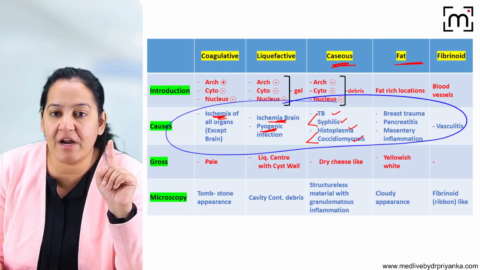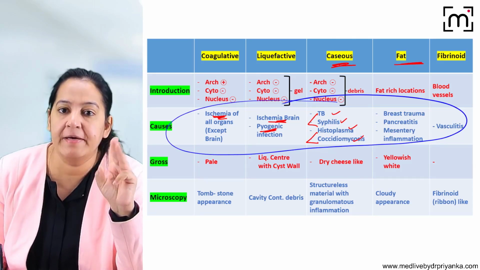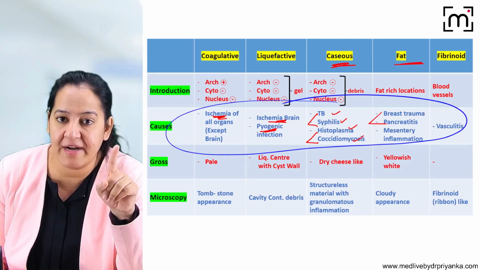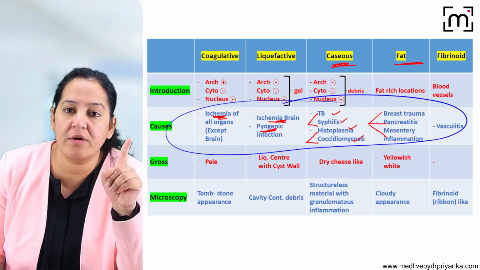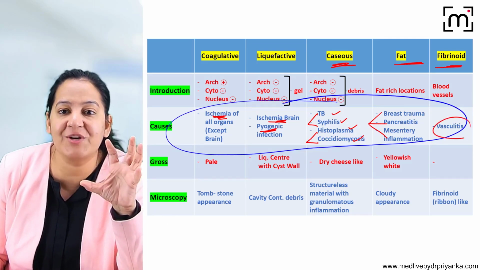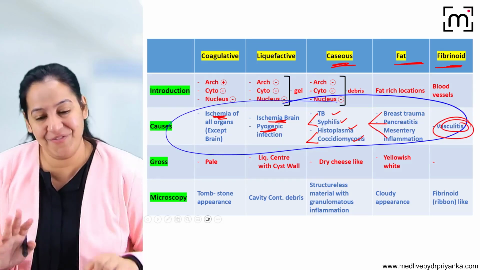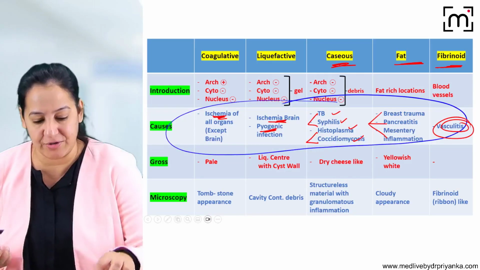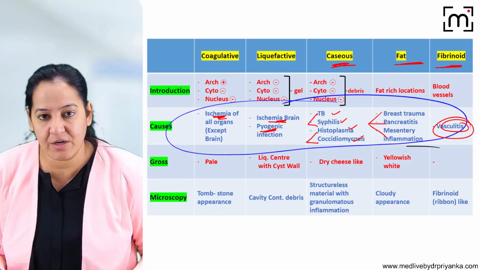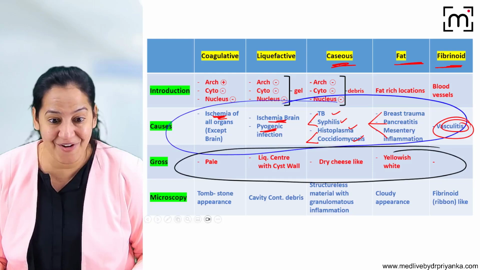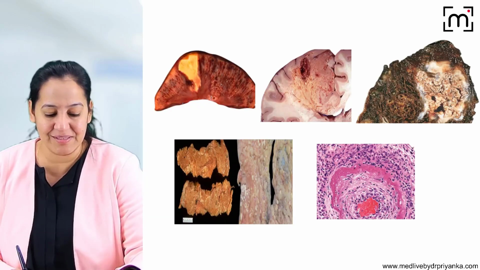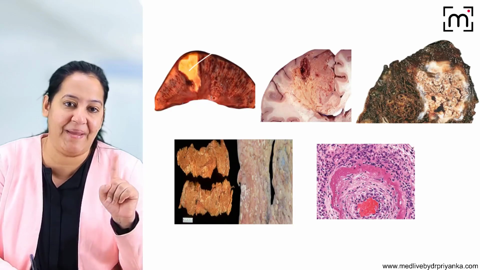What are the causes of fat necrosis? Three fat-rich organs: trauma of the female breast, pancreatitis, and inflammation of the mesentery. What are the causes of fibrinoid necrosis? Vasculitis in the wall of the blood vessel. Now that you have seen the causes of all five, coming to the gross of all five. Can we revise the gross together? In coagulative necrosis, the organ is pale and swollen.